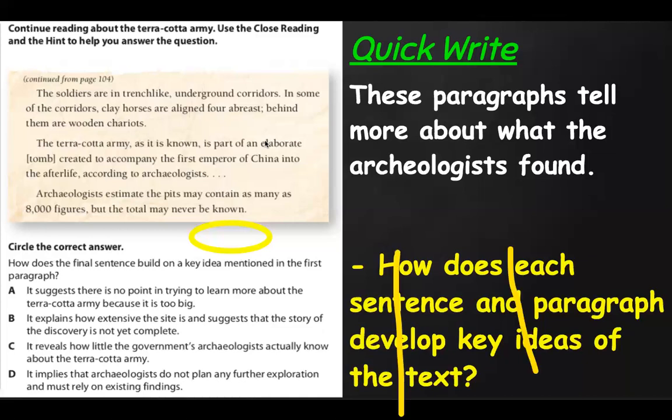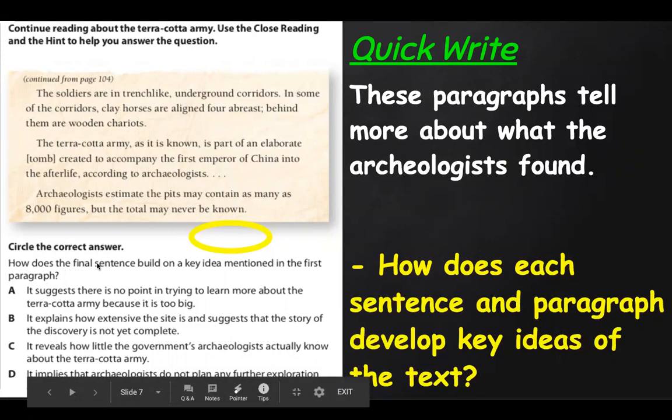These paragraphs tell more about what the archaeologists found. How does each sentence and paragraph develop key ideas of the text? I can answer the question. Sure, go ahead. So I think the paragraphs develop key ideas from the text. I could connect it to paragraphs 1, 2, and 3. It is elaborating. It's giving us more details, and it's coming into a new topic. That's what I think. All right, so this is what we're going to do.